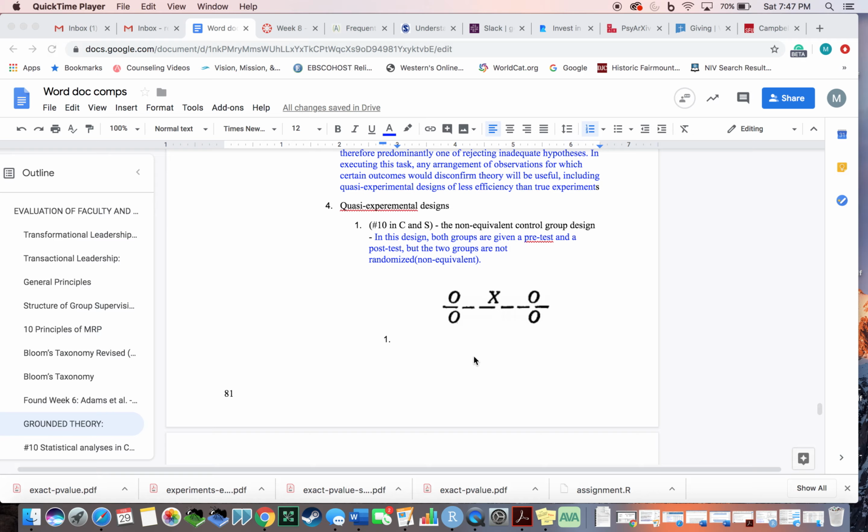Okay, the next one is that we have the non-equivalent control group design. Okay, so non-equivalent groups, we have on-campus versus hybrid. They're not equivalent because we're not randomizing.